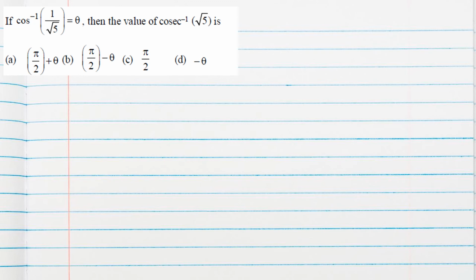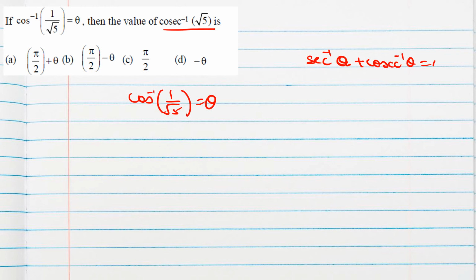Next question is cos inverse 1 by root 5 equals to theta. So cos inverse 1 by root 5 equal to theta. Cosec inverse is asked. See, we have one relation, one property, sec inverse theta plus cosec inverse theta is equal to pi by 2. Now this is asked, and if cos inverse is given, we can find sec inverse by using another property. We can write this as sec inverse root 5 equals to theta.